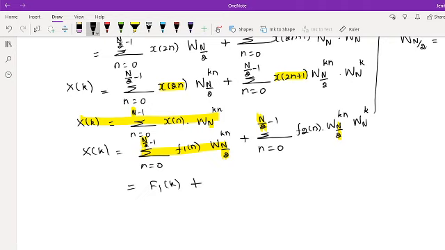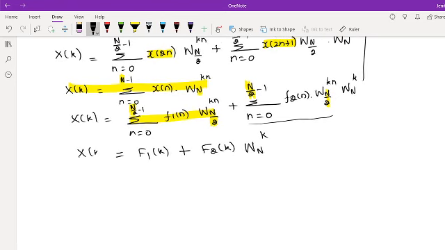The same way, this entire term summation n is equal to 0 to N by 2 minus 1 f2 of n, W N by 2 power kn is equal to f2 of k. Apart from that, we have the term W N power k. So now x of k is from two 4-point spectra, because f1 of k is N by 2 point DFT, f2 of k is again N by 2 point DFT and x of k is 8 point DFT. So the 8 point DFT is from two 4-point DFTs. If suppose N is 8, or generally, the N point DFT is calculated from two N by 2 point DFTs.